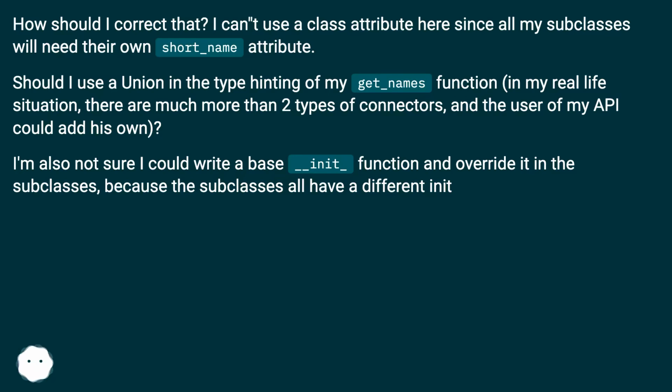In my real life situation, there are much more than 2 types of connectors, and the user of my API could add his own. I'm also not sure I could write a base __init__ function and override it in the subclasses, because the subclasses all have a different init.